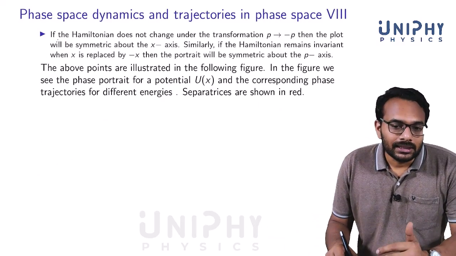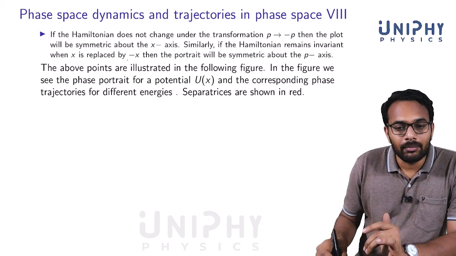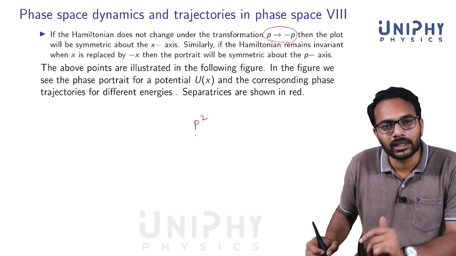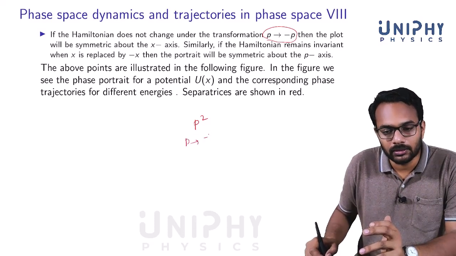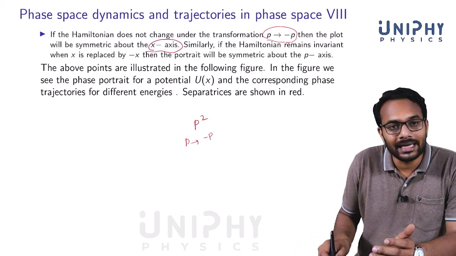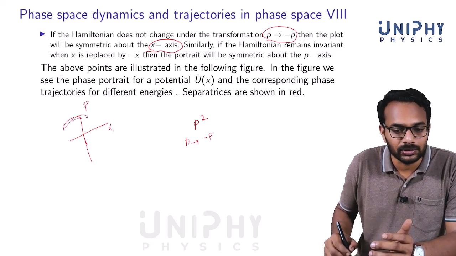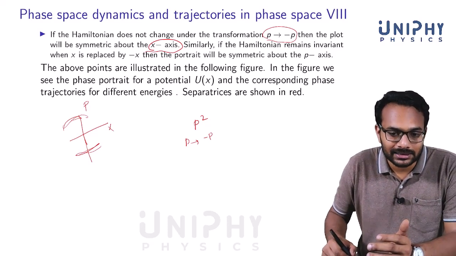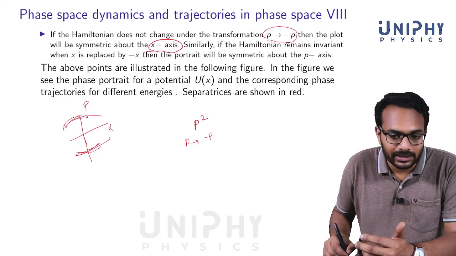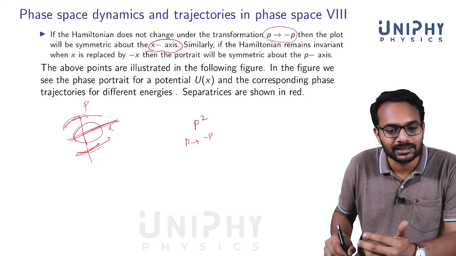It's also a good thing to remember this, sometimes it will help you eliminate some of the options. If the Hamiltonian does not change under the transformation p going to minus p, suppose p appears as p square in the Hamiltonian, then even if you put p equal to minus p, the Hamiltonian does not change. Then the plot will be symmetric about the x-axis, because we are talking about the px curve. This is where p is positive, this is where p is negative. So if the Hamiltonian does not change when you go from p to minus p, the shape of the curve will be symmetric. For example, this is entirely symmetric about this x-axis.